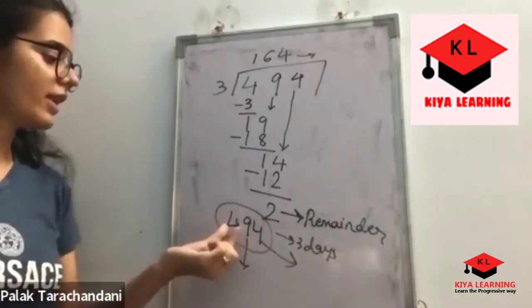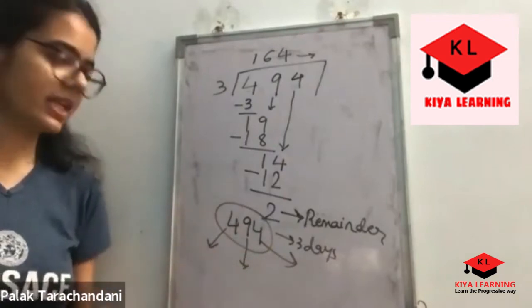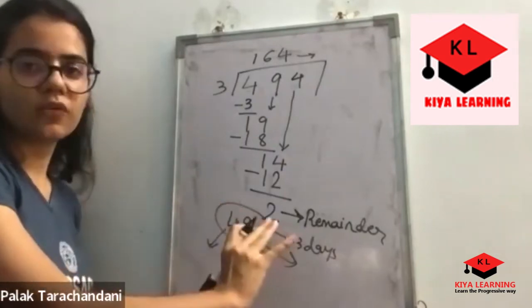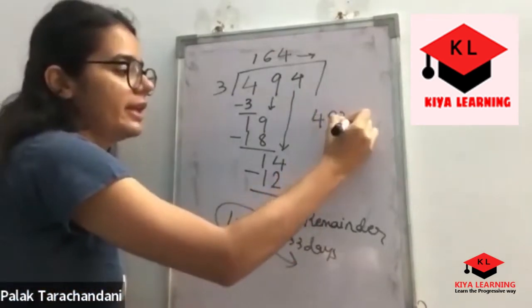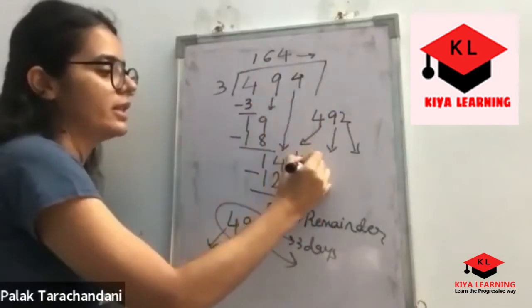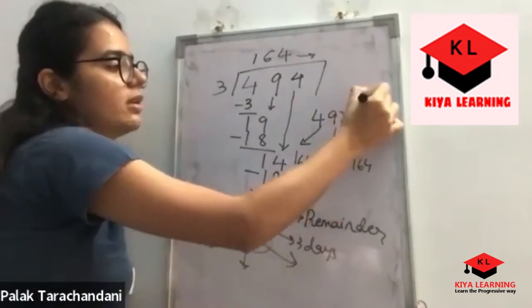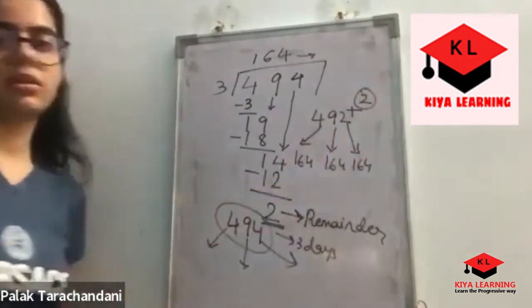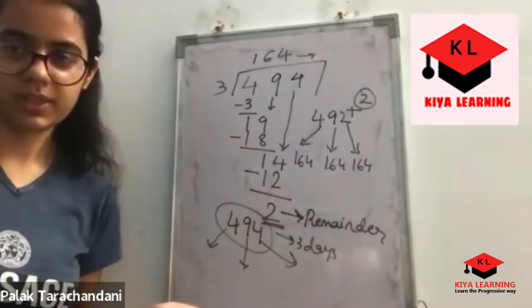So you cannot divide 494 into 3 equal parts. What you can do instead is subtract 2 from your answer because 2 is still remaining. So you can do 492 and divide it into 3 equal parts, which would be 164 each day. And you still have 2 left out. Right?